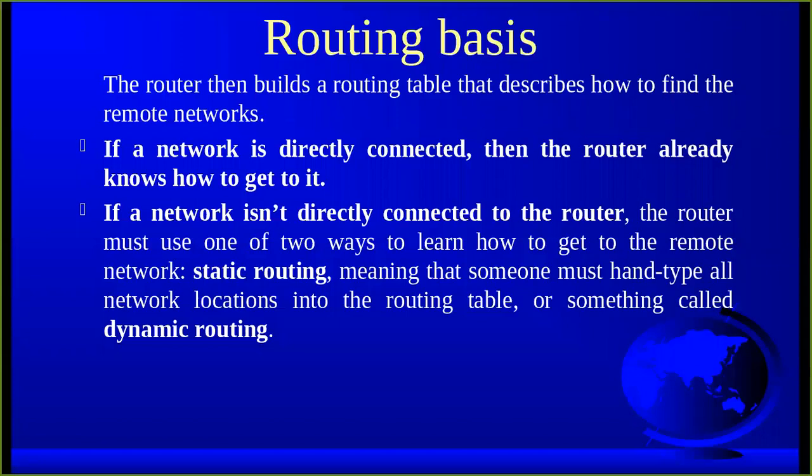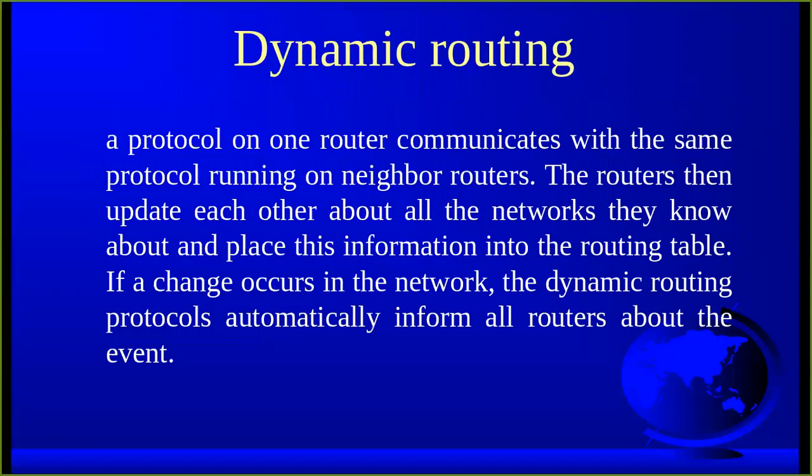So they have to use the same routing protocol for them to exchange routing tables. On dynamic routing, a protocol on one router communicates with the same protocol on another neighboring router. The routers then update each other about all networks they know about and place this information in the routing table. If a change occurs in the network, the dynamic routing protocol automatically informs all routers, all its neighbors, about the changes in the network.